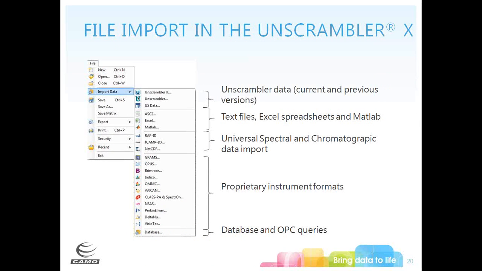When we have our data, we then want to import it into the Unscrambler, and here you see that using the file import data, one has many different data types that can be directly imported into the Unscrambler, including many proprietary instrument formats. One can connect through a database. One can also use OPC queries from a plugin with that, or with plugins for My Instrument drivers as well.